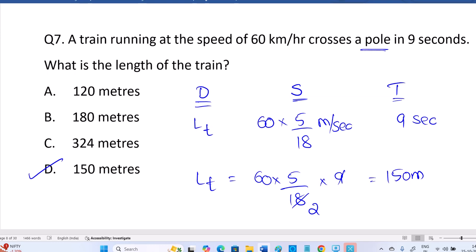Distance is speed into time. Speed is given in kilometers per hour. We need to convert it into meters per second. The timing they gave is 9 seconds. Why meters per second? Because distance is in meters and timing is in seconds.